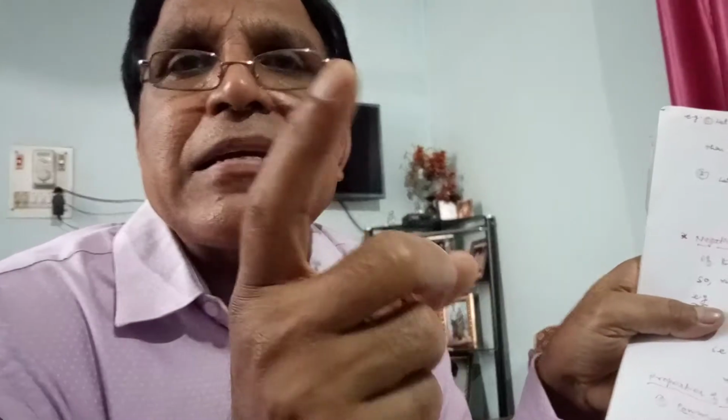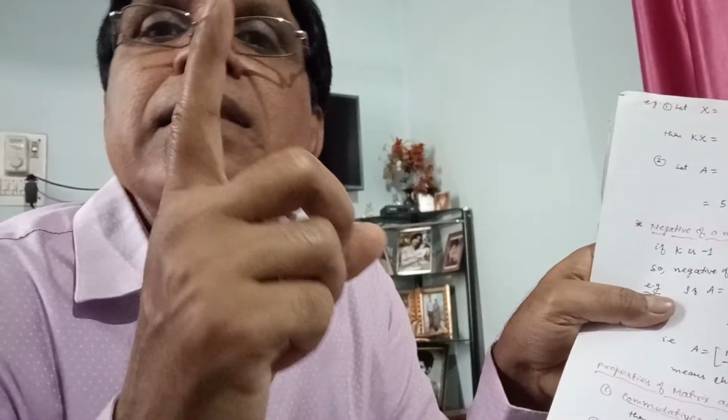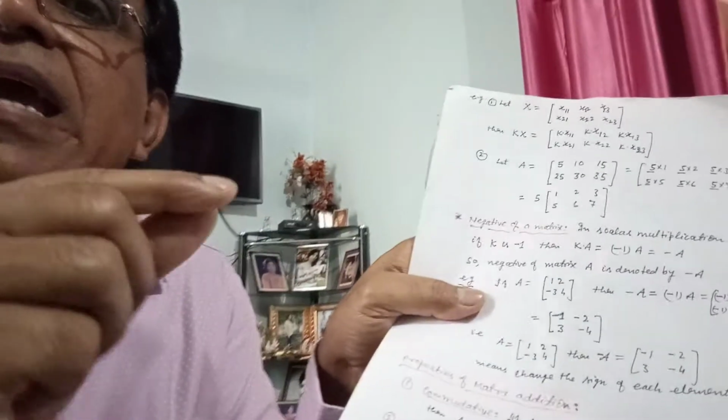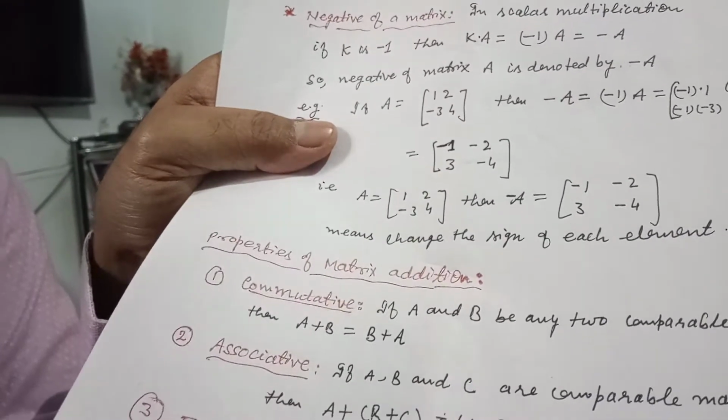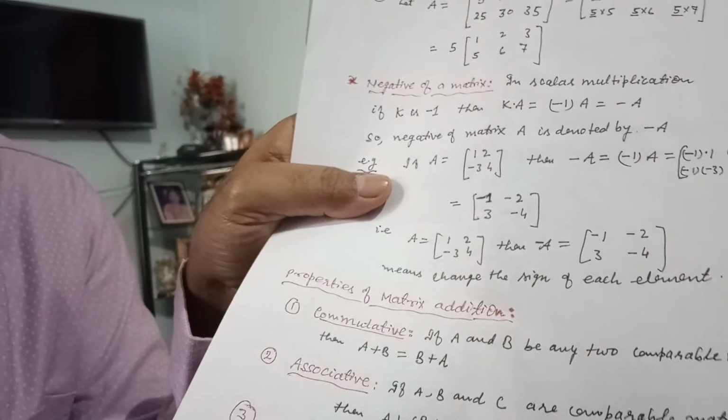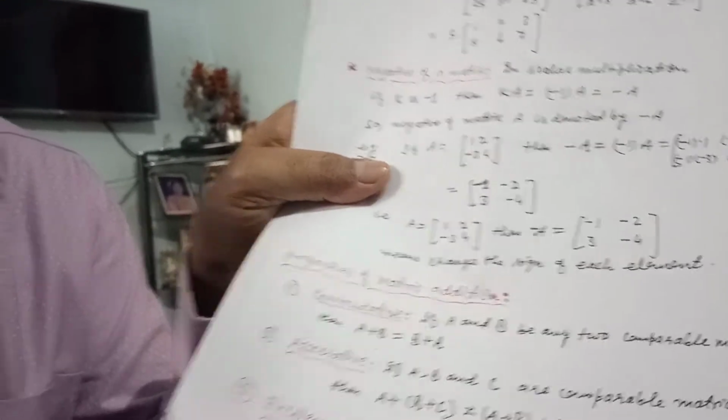It means the negative of a matrix is obtained by changing the sign of each element of the given matrix. So if A is any matrix, then the negative of the matrix A is denoted by -A. The -A means the sign of each element should be changed, and then we get the negative of each element.